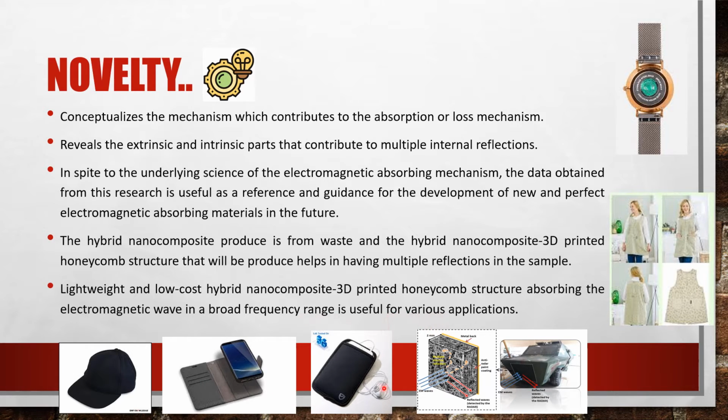This figure is an example of the electromagnetic absorbing material that we have used. For example, we can use it as a phone pouch, cap, casing, vest or apron, and watch. This is the example for the military or armored vehicle, whereby we put our sample onto one of the surfaces of the armored vehicle.